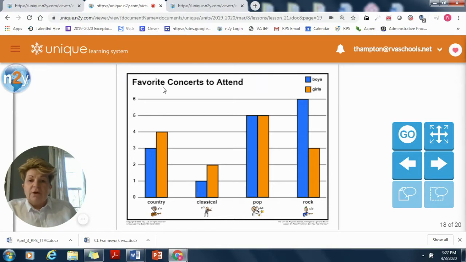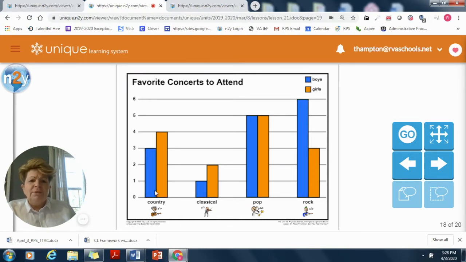The title of our double bar graph is Favorite Concert to Attend. Now you notice we have different colors, right? We have a blue and we have orange. But what do those mean? How do we know what that means? So we look for our key. And the key tells us that blue is for boys and orange is representing girls.